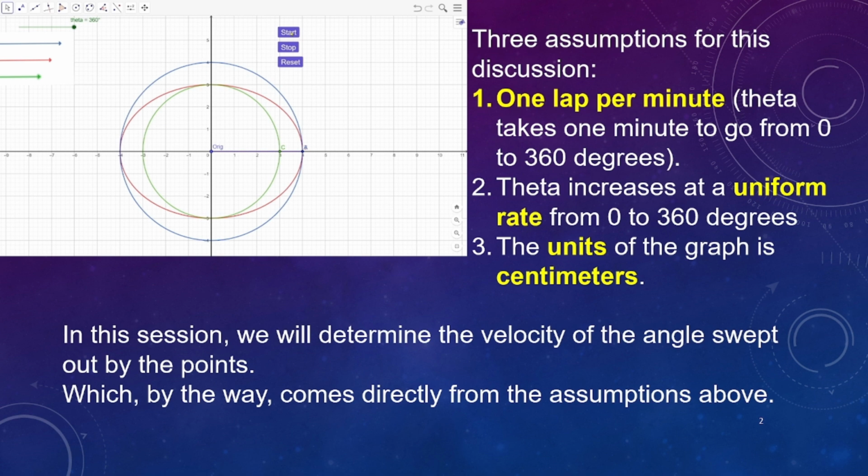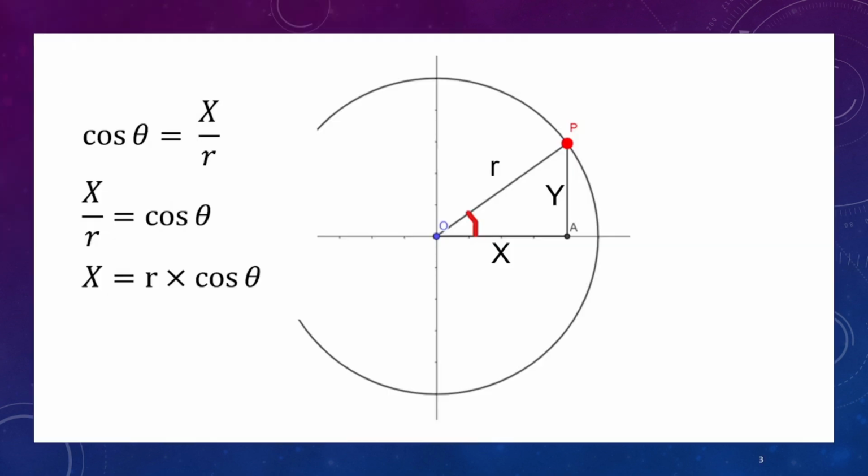In order to do so, we're going to look at three assumptions: 1 lap per minute, theta increases at a uniform rate, and the units are in centimeters. In this session, we will determine the velocity of the angle, which, by the way, is going to come directly out of the assumptions above.